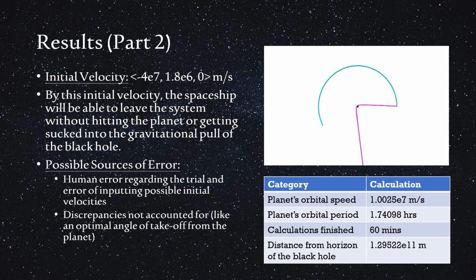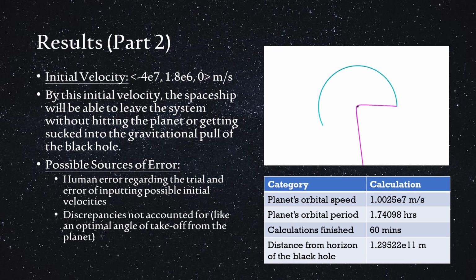With this initial velocity, the spaceship would be able to leave the system without hitting the planet or getting sucked into the gravitational pull of the black hole. There are possible sources of error, including human error regarding the trial and error of inputting possible initial velocities, and discrepancies not accounted for, like the optimal angle of takeoff from the planet. As you can see from the graph to the right, the trajectory of the spaceship gets as close to the black hole as possible without getting sucked into it, and avoids hitting the planet and its orbit.